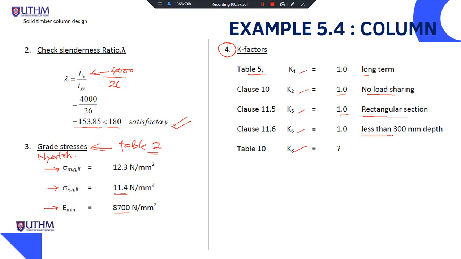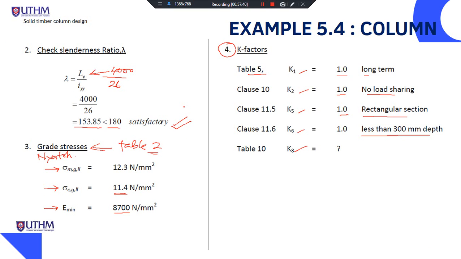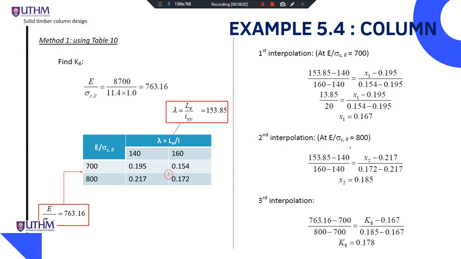And the K6 is for less than 300 mm depth. Our H is 150, which is less than 300 millimeter, so our K6 is equal to 1, and K8 is unknown and needs to be calculated. You need to calculate based on the equation in Appendix D or Table 10. So let's look at Table 10 and also the equation. So this is Table 10, Method 1 using Table 10.